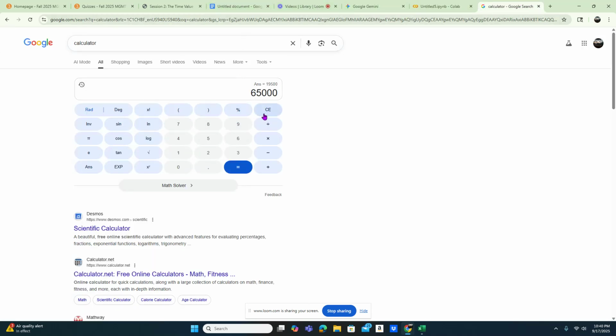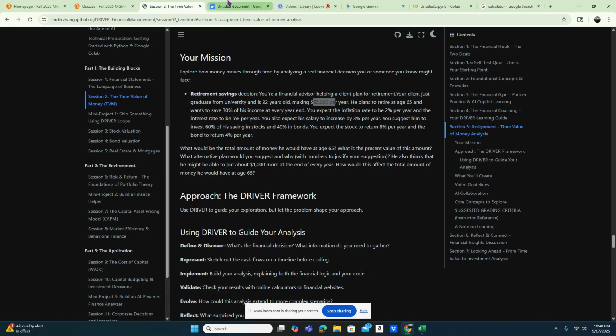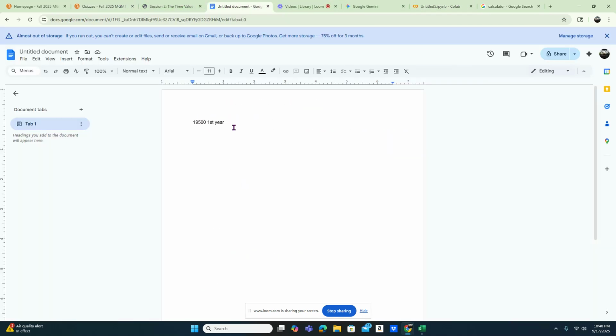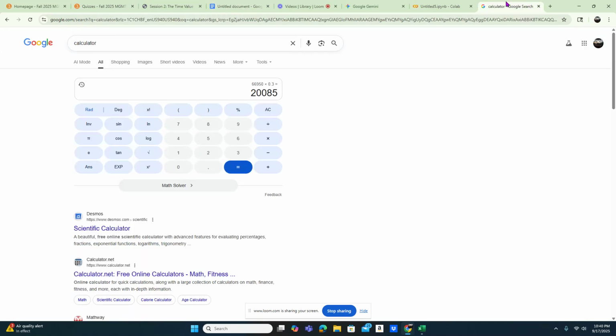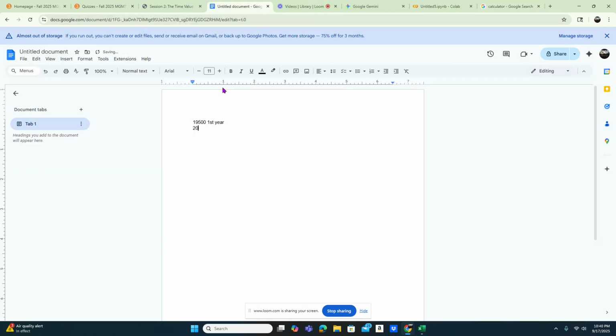Second year, he would have an increase. He would have $65,000 times 1.03, which equals $66,950, times 0.3, because now you're not doing it from $65,000, you're doing it from this. So next year he would save $20,085. See, that went up a little bit. Last year it was $19,500, so he saved an extra $585. So you see, it's adding up.